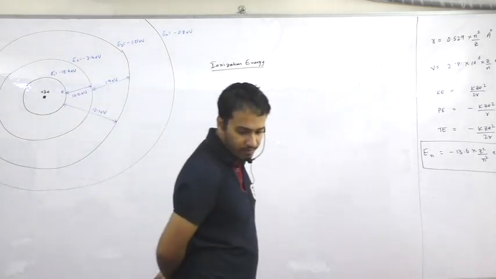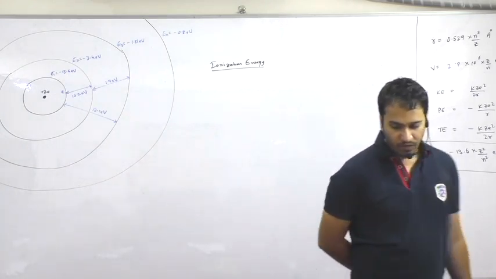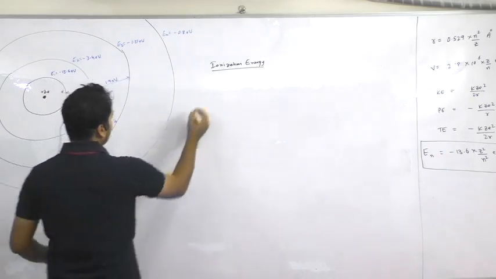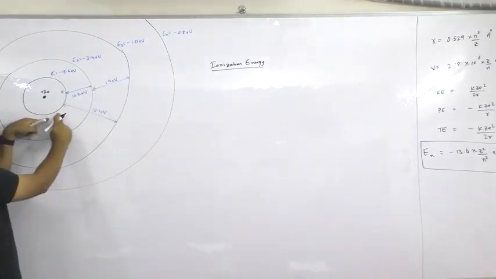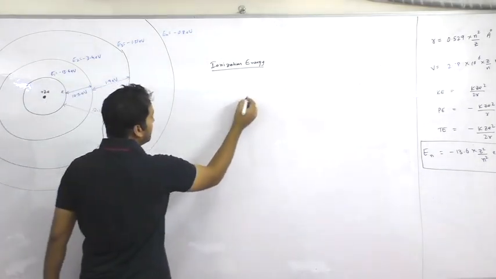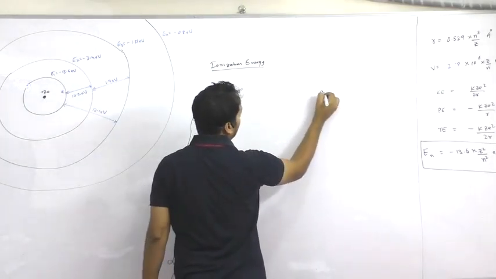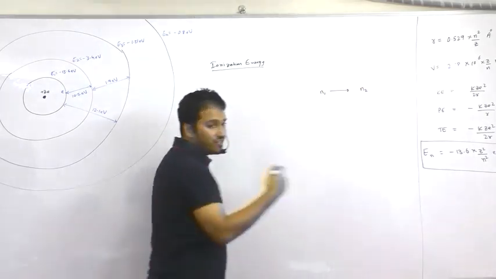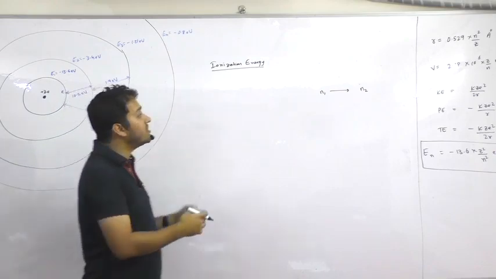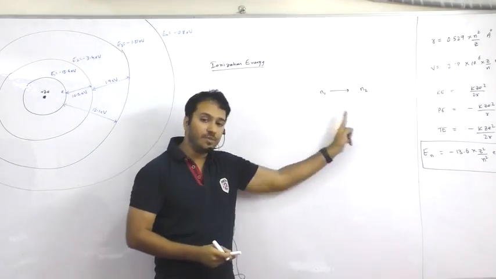The energy required to remove an electron from the ground state to infinity is the ionization energy. So tell me, the electron is right now in the first orbit, and where do I have to take it? Infinity. In general, if I have to take an electron from, let's say, n1 to n2, I will generally use n1 for the lower orbit and n2 for the higher orbit. The energy required will be how much? The difference in energy between these two orbits.